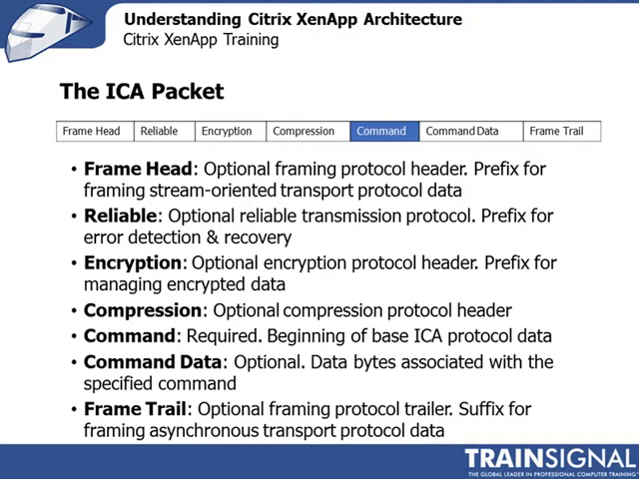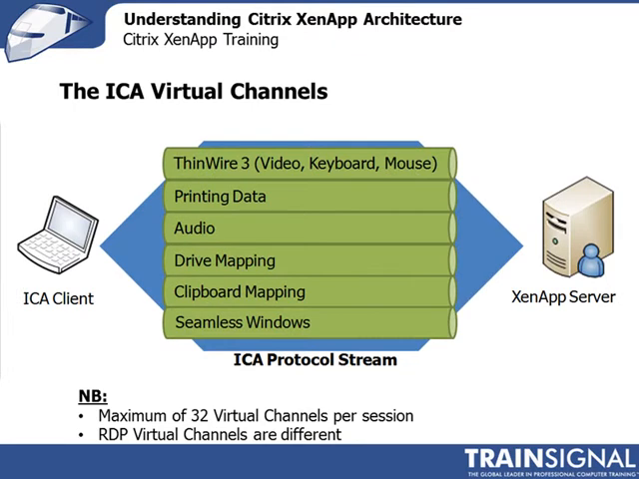This is what the ICA packet is going to put together when it's sending its data through the different layers of the OSI model from point A to point B. I needed to explain to you guys what all of the different optional frames and required frames are, so that you understand what makes up that particular ICA packet. Now let's take a look.